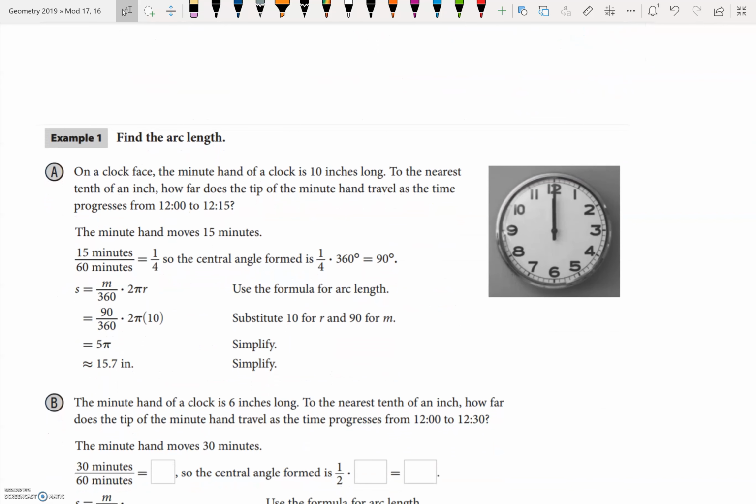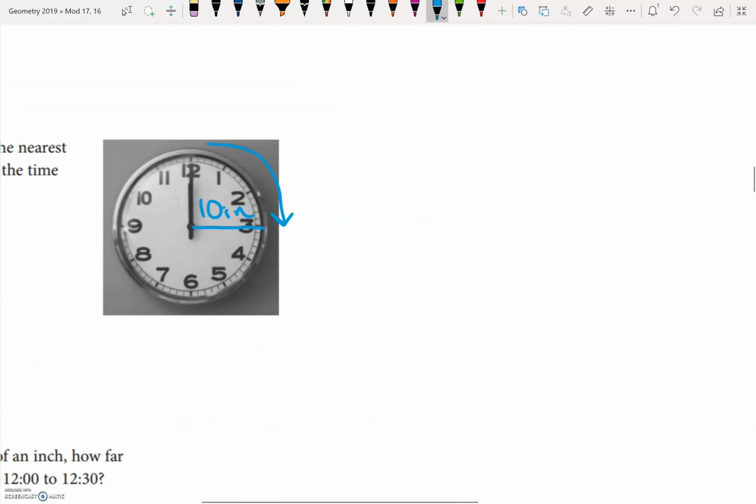So let's go ahead and look at our example here. It says on a clock face the minute hand is 10 inches long, so I'm going to put 10 inches here. To the nearest tenth of an inch, how far does the tip of the minute hand travel as the time progresses from 12 to 12:15? So we are going to go from here to here. So we want to find out how much distance that is, given that our radius is 10. So how many degrees is that? Well, that is a 90-degree angle.